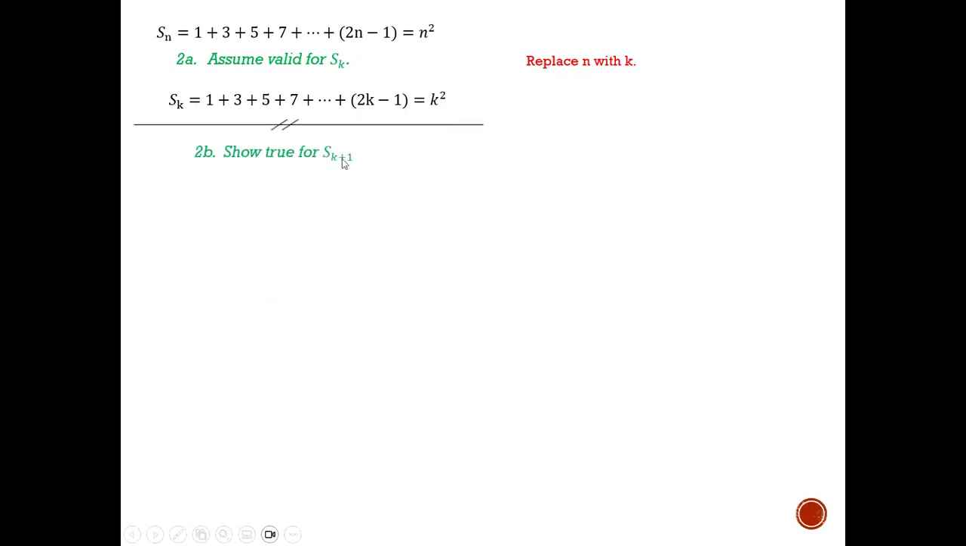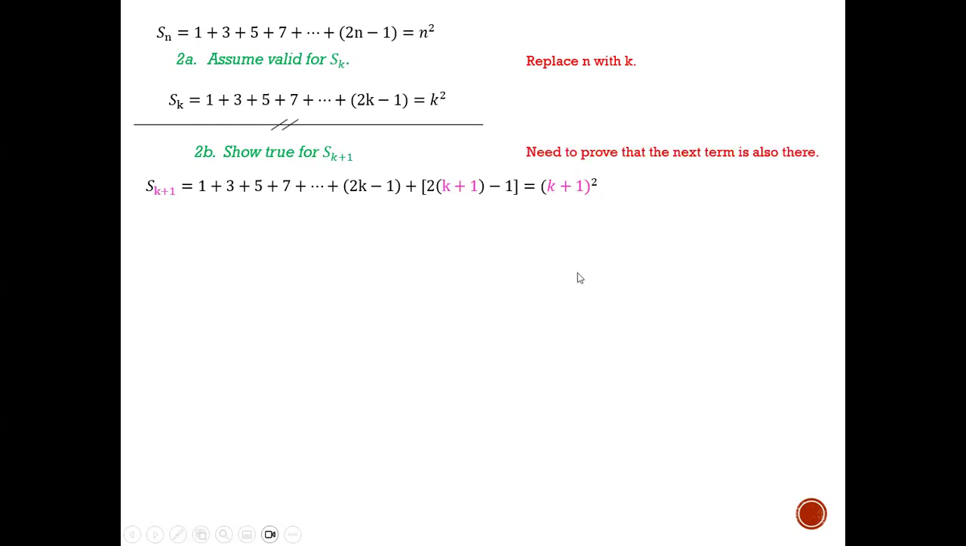Now we have to show this true for k plus 1, so we're adding one more term. So we're going to plug in a k plus 1 on both sides. Right here, this is the equation for any term. So what if I want it for the k plus 1 term? So I would add k plus 1. So now that formula becomes 2(k plus 1) minus 1. Then I have to plug in k plus 1 on the other side. So instead of k squared, it's (k plus 1) squared. So that's proving the next term, right? Adding the k plus 1.